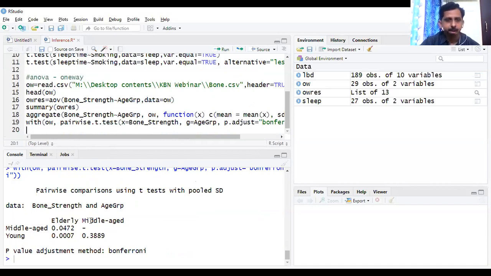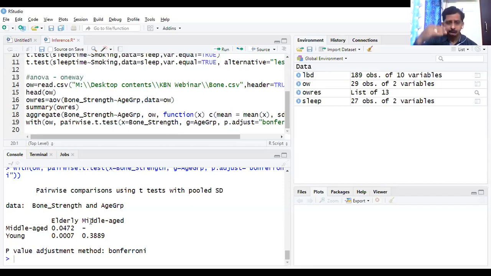Okay. Now here, three multiple hypotheses will get generated. What are the three multiple hypotheses? The average bone strength of the younger age group is equal to the average bone strength of the middle-aged. Second hypothesis, the average bone strength of the younger one is equal to the average bone strength of the elder one. Third hypothesis, the average bone strength of the middle-aged is equal to the average bone strength of the elderly group.